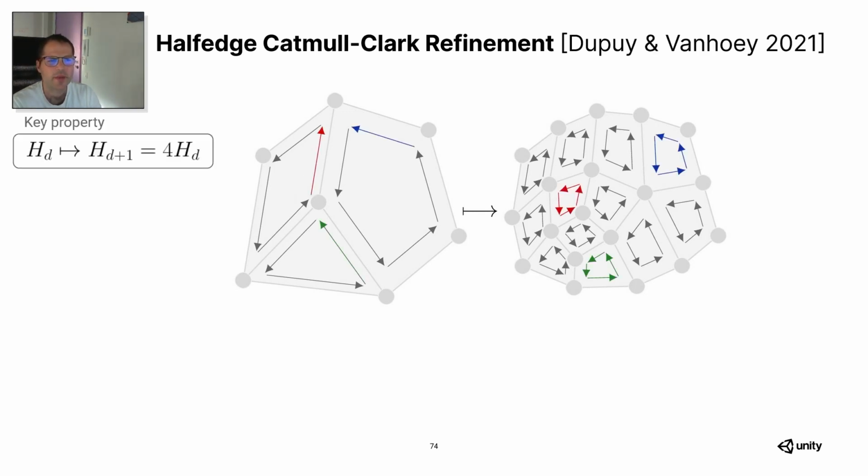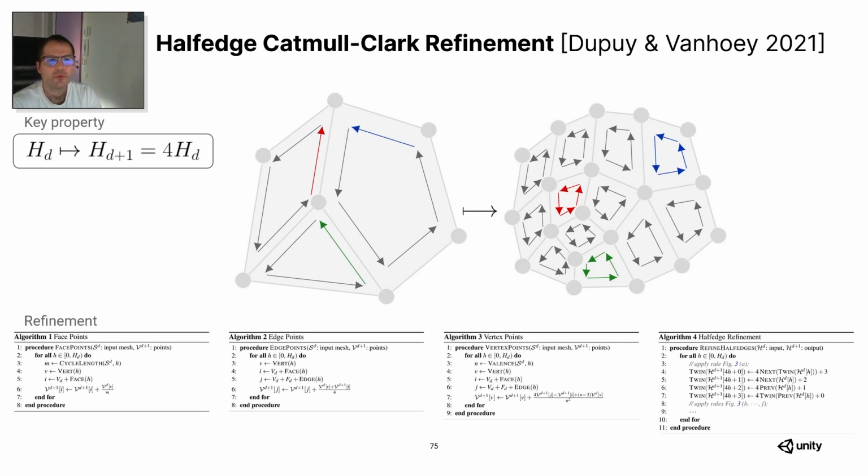The key insight of this paper is that each refinement step of Catmull-Clark subdivision multiplies the number of half-edges by exactly 4. This is always true, even in the presence of non-quad faces. Based on this observation, we devise a 1-to-4 mapping for each half-edge that we can compute on the GPU. The rule is illustrated on the left for the red, green, and blue half-edges, which split into the 4 new ones as shown on the right.